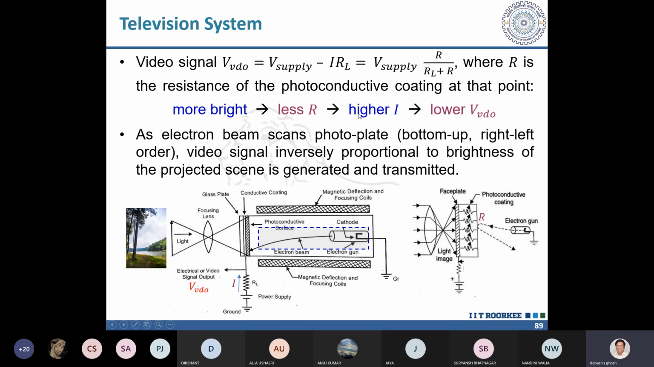So when it is more bright outside, the corresponding R at this point will be less, and hence this I will be more, and hence your V video will be less. Okay, you just see the relation. Or you can say V video will be equal to this. You can check it. You can calculate it, and you will see that.